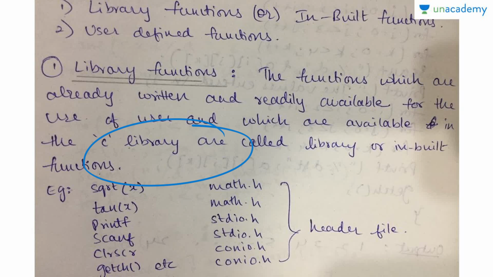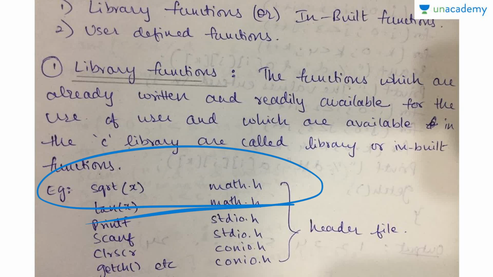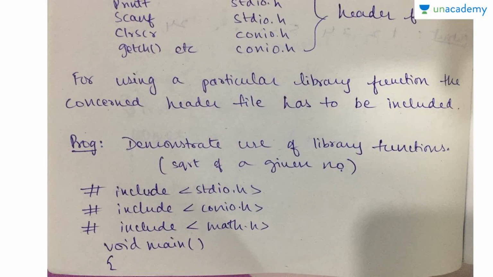As we saw, I guess people are familiar with how we write programs in C. So basically, in order to use the library functions, you need to include the particular header files, as I gave in the examples. So let's look at a program to demonstrate the use of library functions: square root of a given number. The square root is present in the math.h library.